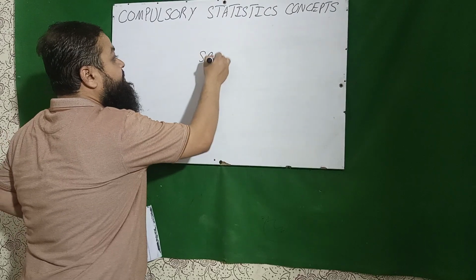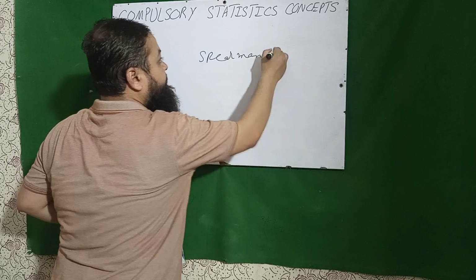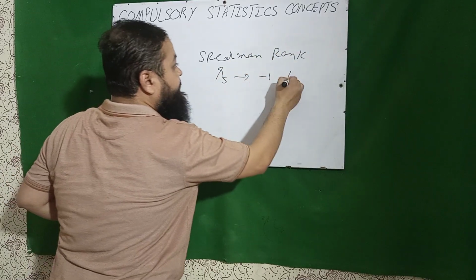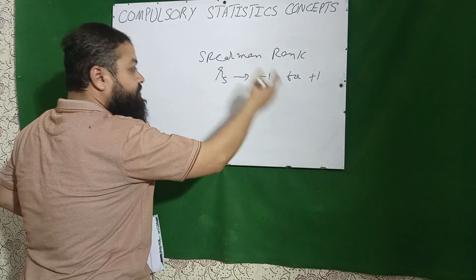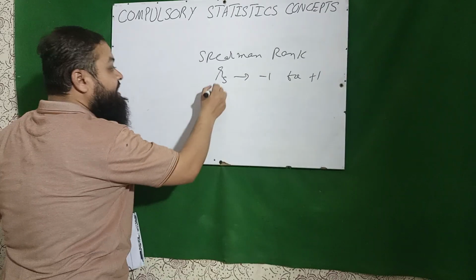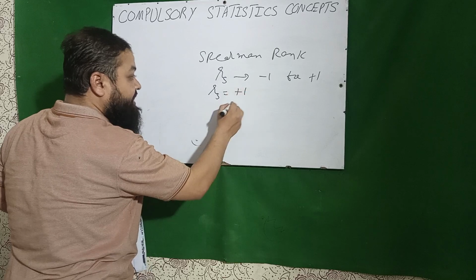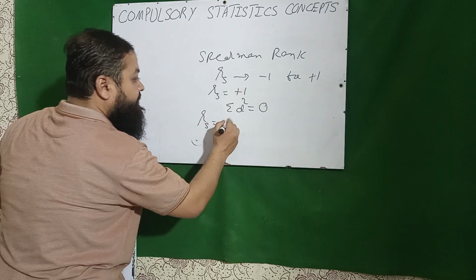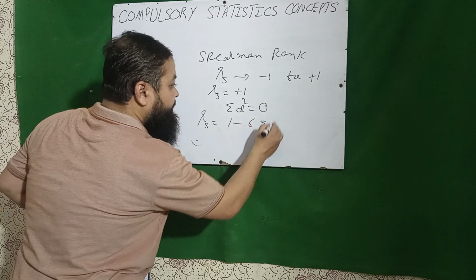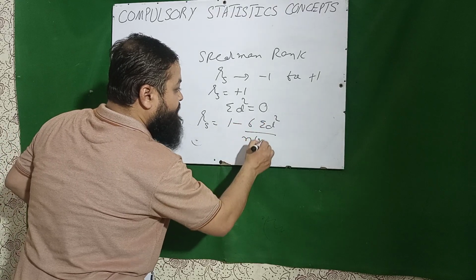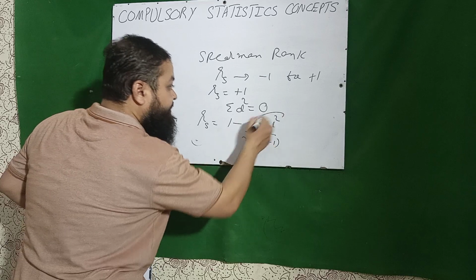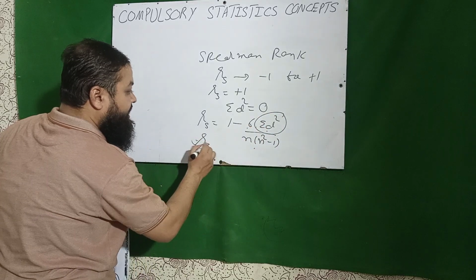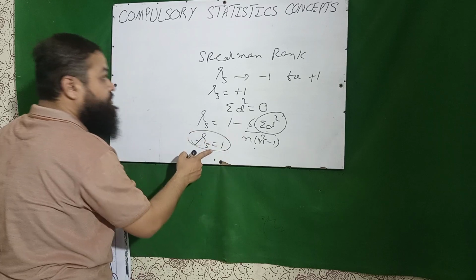Next question is very important. We know the Spearman rank correlation coefficient. It is denoted by RS. Its range is -1 to +1. These all questions can be asked in the exam. And when RS is equal to +1, when summation d square is equal to 0, because the formula is 1 minus 6 summation d square over n into n square minus 1. When this is 0, then 0 multiplied by 6 is 0, 0 or something is 0, then RS will be equal to 1. A very important concept.